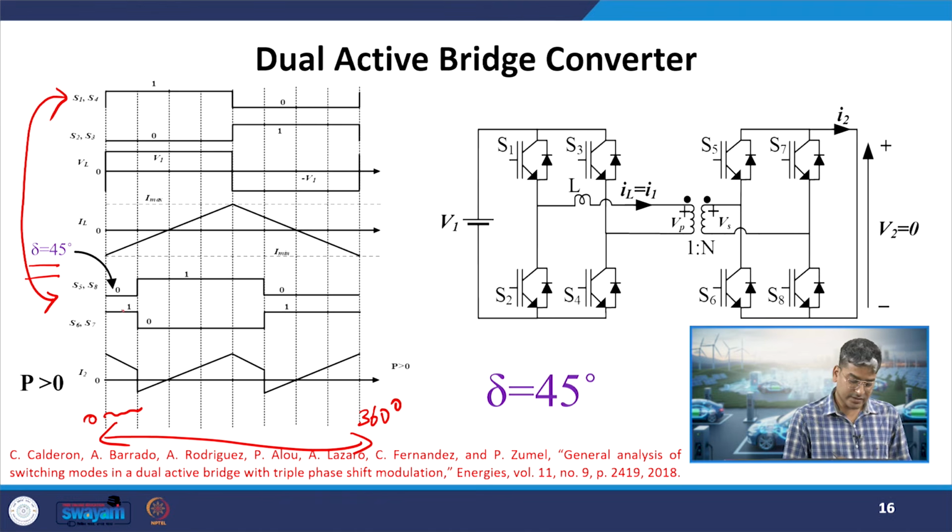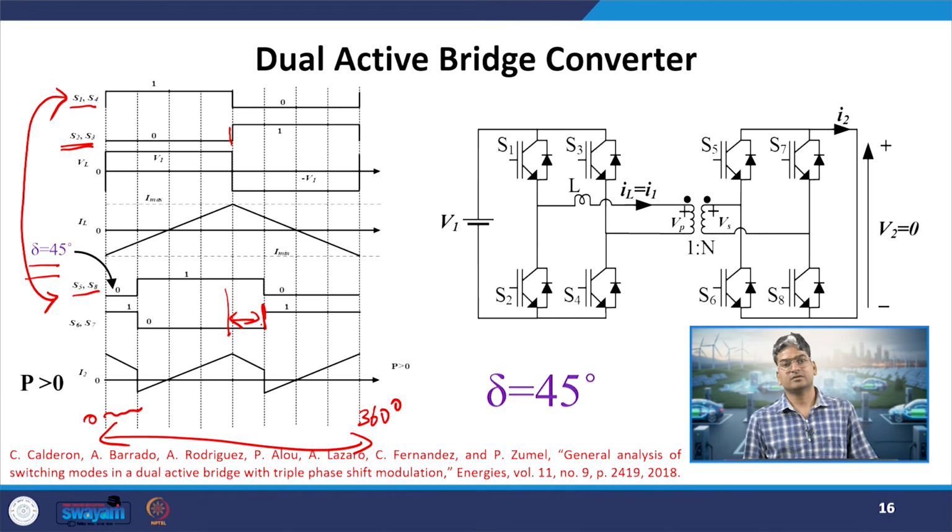So, there is a 45 degree delay between the primary side bridge operation and the secondary side bridge operation. In the same way, if I see the negative switches, that is S2 and S3, which are turned on in the negative half cycle, there also it is having a shift of 45 degrees, one division. So, here S2 and S3 had the transition. After one division, S6 and S7 are having the transition, or they are turning on.